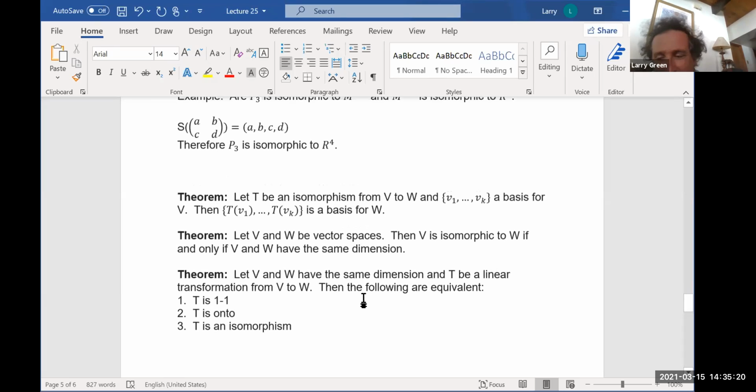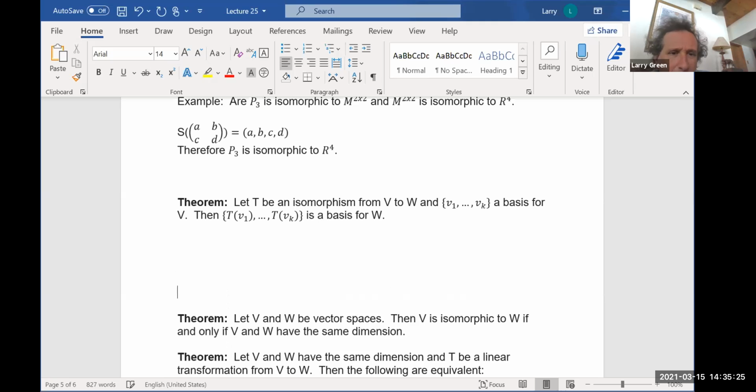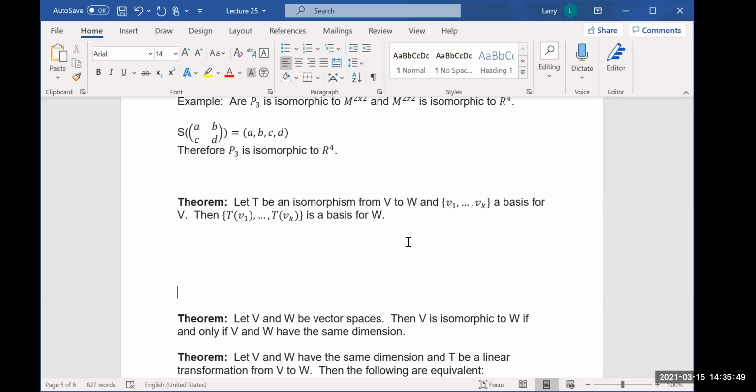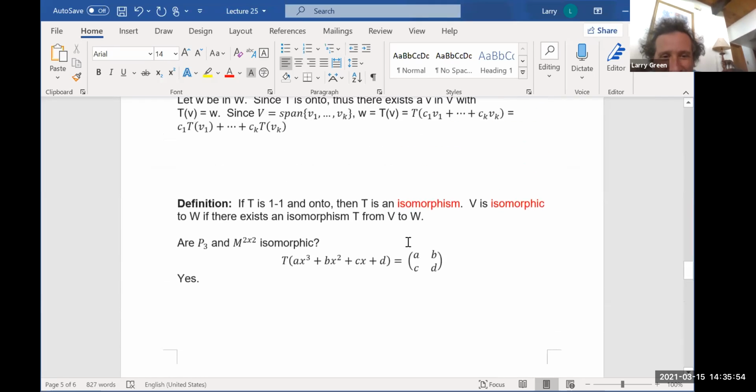Okay, more theorems. We have enough time, I think. We don't have too many left. So if T is an isomorphism from V to W, and V1 through VK is a basis for V, then T of V1 through T of VK is a basis for W. Why is that immediately true from what we've already done? What two things do you need for a basis? Linearly independent and span. Right. And remember, we had a theorem already that did this.